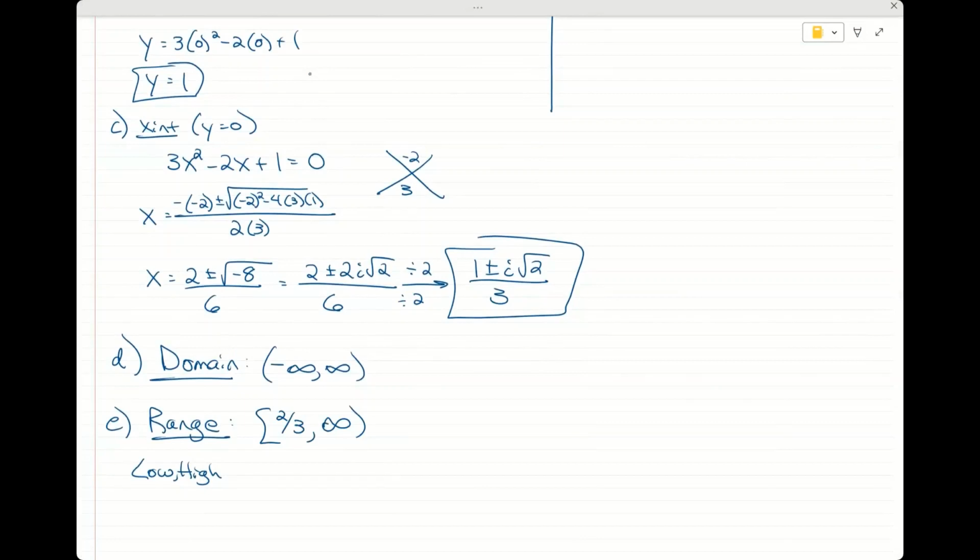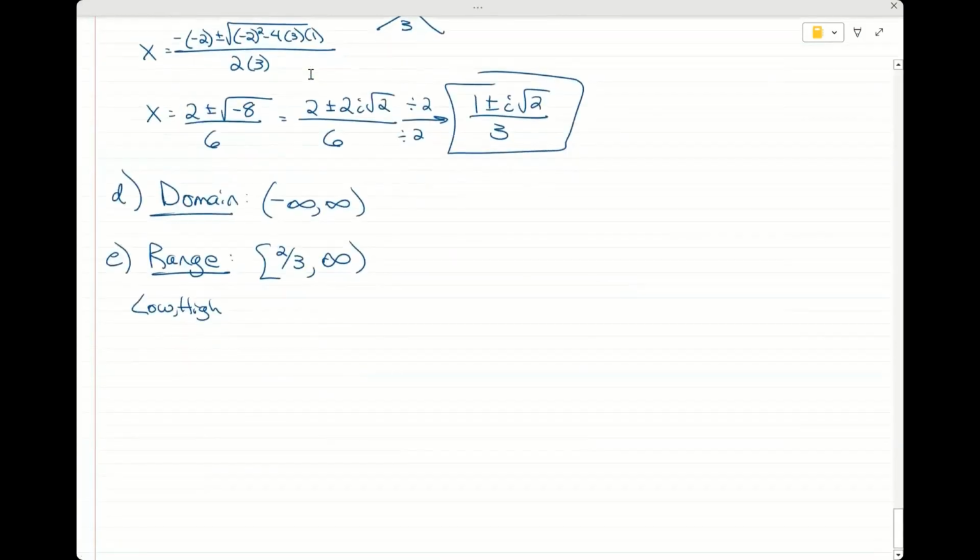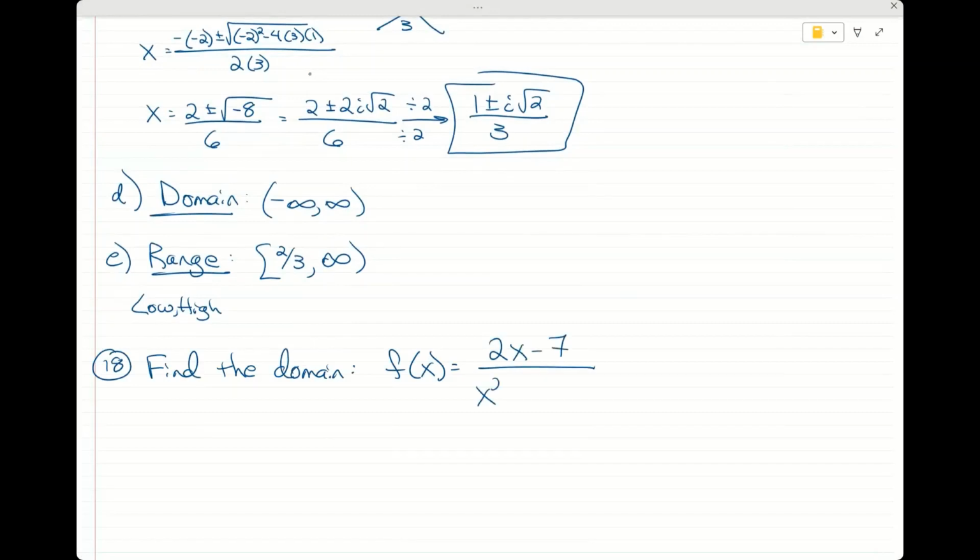All right, so there's a couple more problems here. We have a domain problem, which is pretty simple, and then we have some word problems. So problem number 18 just asks us to find the domain of f of x is equal to 2x minus 7 over x squared minus x minus 12.